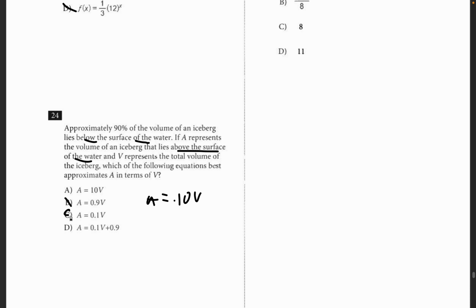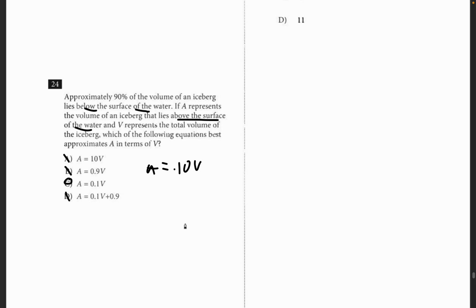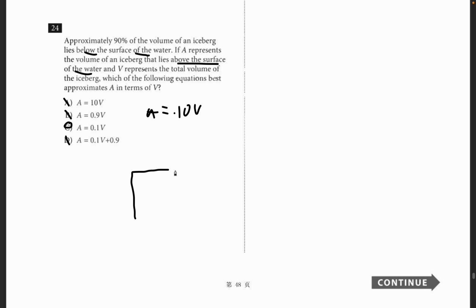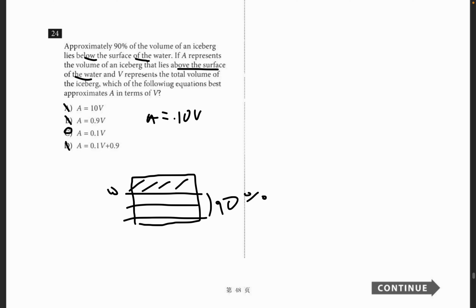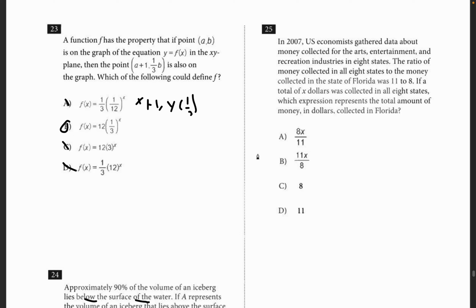So it's 0.1. Because again, if you were to imagine, okay, I'll do this out for you. Let's do a box. Say this is the iceberg. If we're saying that 90% of the volume, so imagine 90%, right? This is 90%. Then this is water here. This is the surface of water. We're still going to have left over this 10%, and this is the volume above it. That's what it's asking for. So it's also good to draw out things.